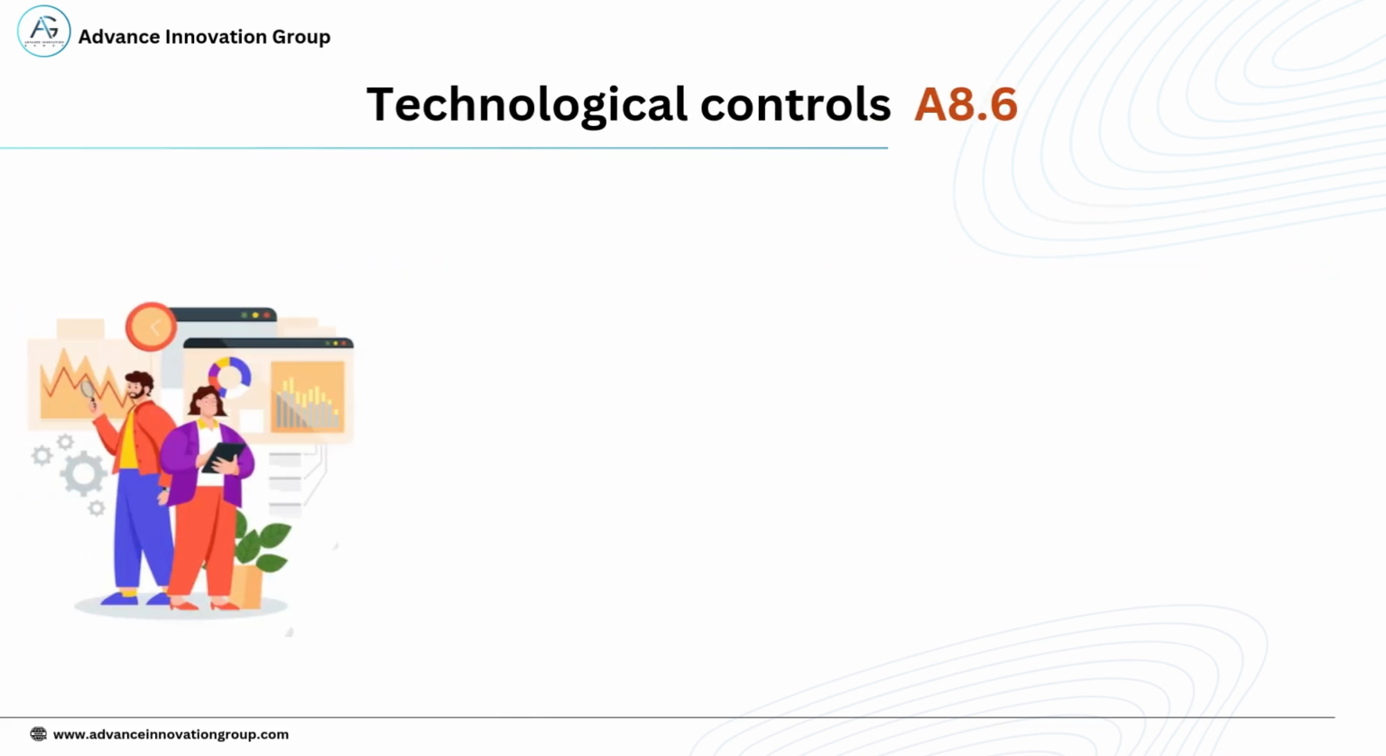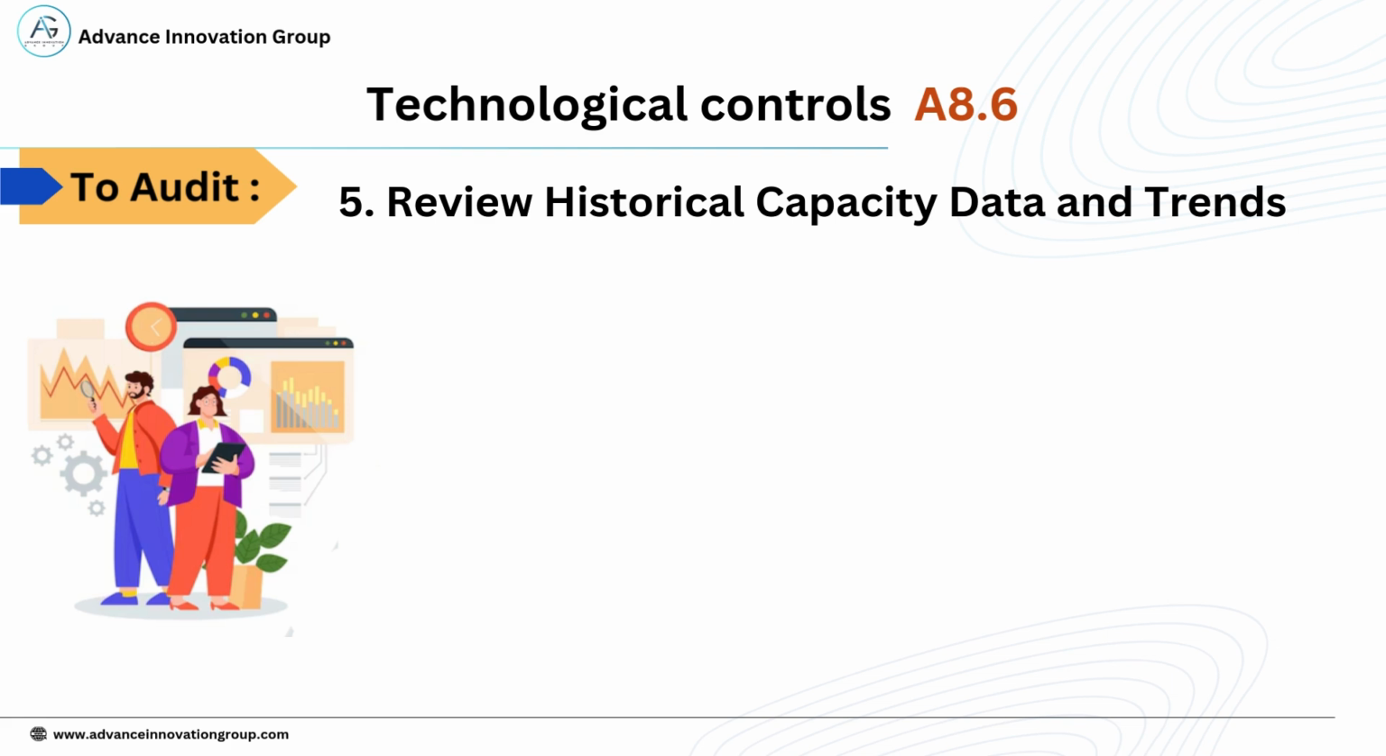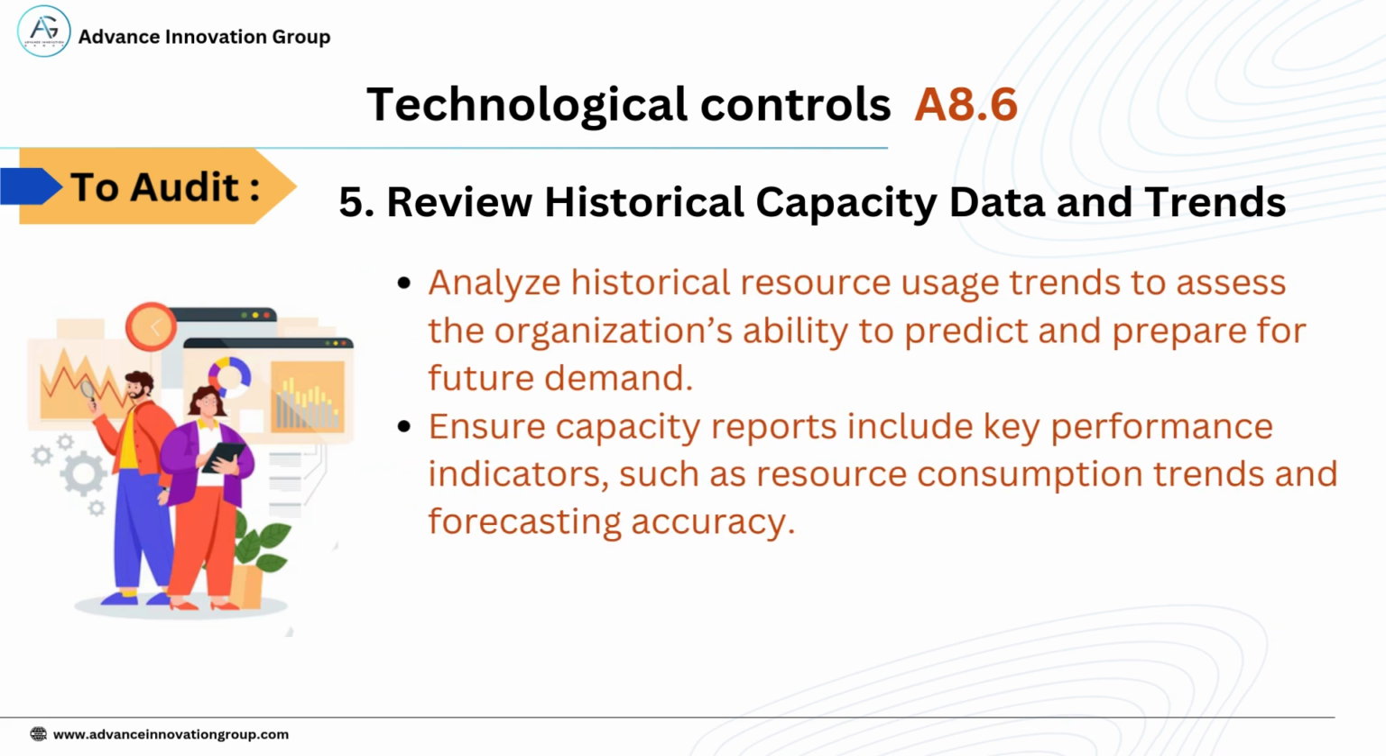Technological controls A 8.6. To audit 5. Review historical capacity data and trends. Analyze historical resource usage trends to assess the organization's ability to predict and prepare for future demand. Ensure capacity reports include key performance indicators, such as resource consumption trends and forecasting accuracy.